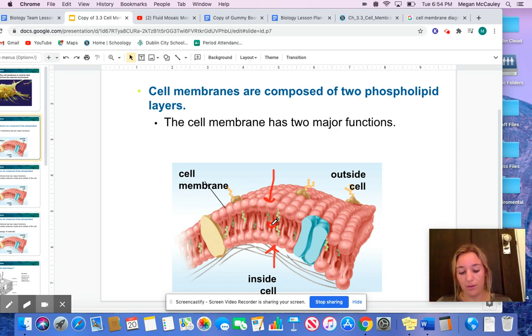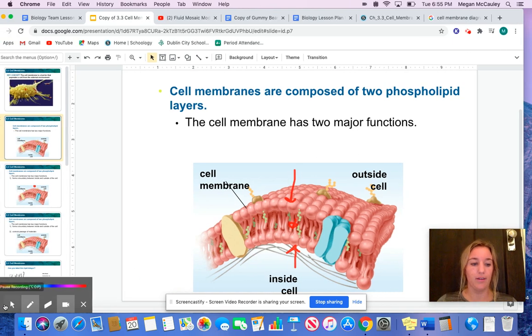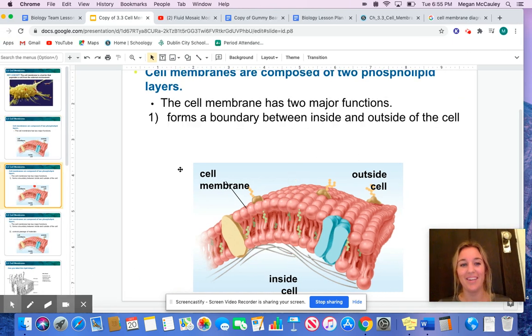So not that you need to know this, but this is called amphipathic. I can never say that word. I wrote it down so I could try, but I never can. Amphipathic, it's because it's both hydrophobic and hydrophilic, so water-loving and water-hating at the same time. Okay?